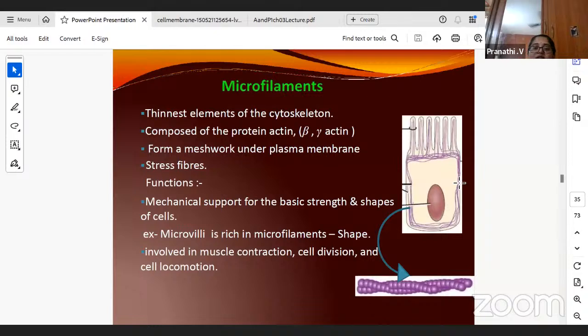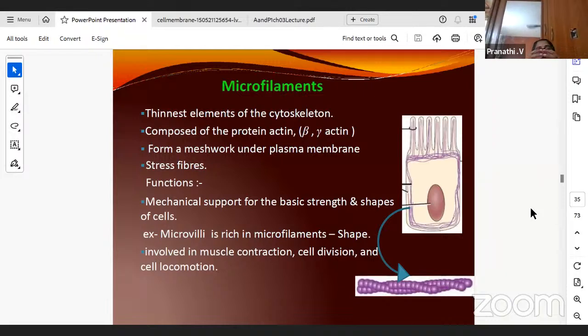Microfilaments are the smallest, the thinnest of the cytoskeleton or the structural framework that is present. What are they made up of? Actin filaments. So actin again has different types. We have alpha, beta, gamma type actin in fact. These microfilaments are made up of beta and gamma. They form the mesh that is present right beneath your plasma membrane. They help in absorbing the stress, so that is why they're known as your stress fibers. What do they do? Basic mechanical support for the strength and shape of the cell.